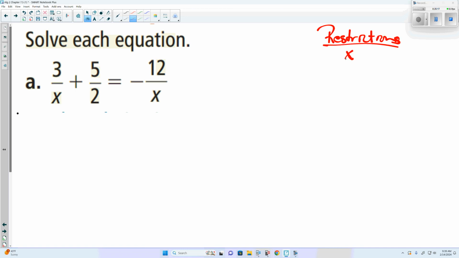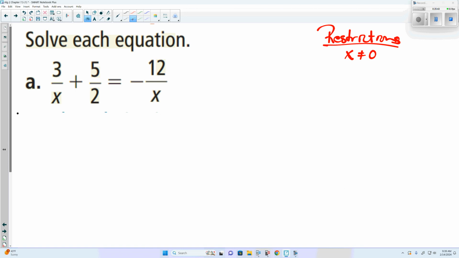Restrictions. Well, restrictions are a little bit easier with this one here because x only shows up in two spots, but it's just x by itself, yes? So the restrictions for this here is x cannot be 0. Because if we just have the variable x, there's no addition and subtraction with it, it's just telling us it can't be 0.